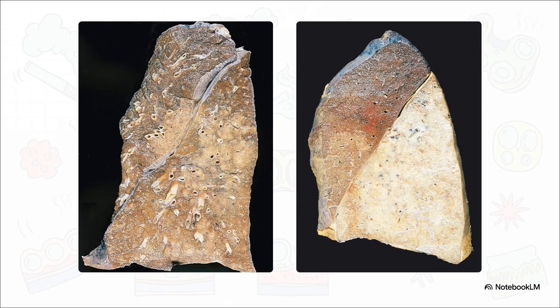Okay, so that was the drawing. Now see the real thing from the pathology lab. On the left, that's what patchy bronchopneumonia actually looks like. And on the right, see how that whole lower part is dark and solid? That is classic lobar pneumonia. You have to burn this image into your brain.